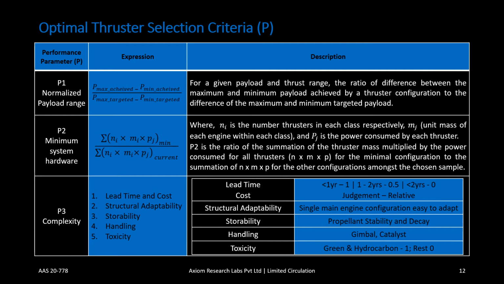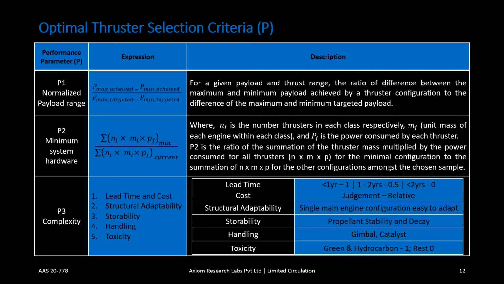So here are our performance parameters, P1 to P6. P1 refers to a normalized payload range. P1 is a ratio of the max to min payload achieved versus targeted. So for example, if you're targeting 50 to 1,000 kilograms as a maximum range, and the configuration is able to deliver the same, this factor becomes 1. Otherwise, we have a ratio between 0 and 1.